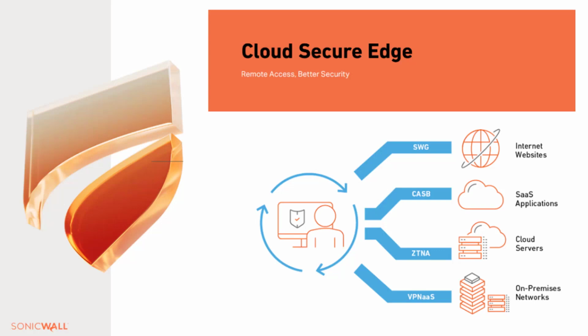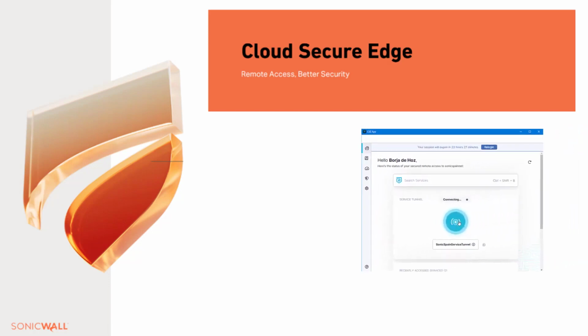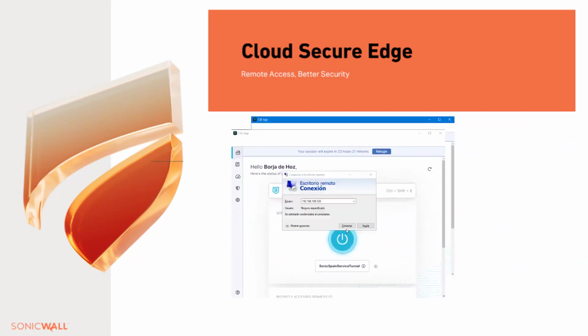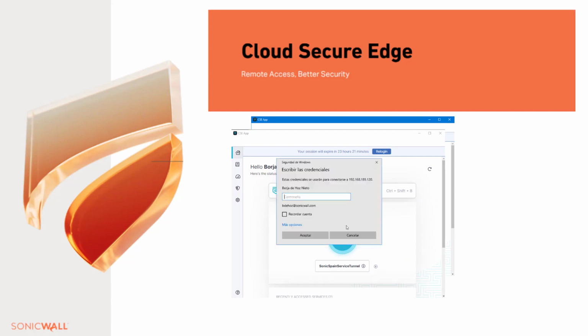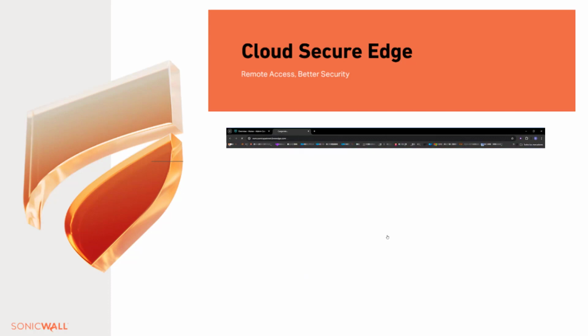Hello, in the previous video, we saw how to establish the connection from CSE to our firewall and thus be able to publish services. We demonstrated how Service Tunnel works and how we can publish a web server using the Banyan domain through the hosted websites within the service catalog of the CSE console.